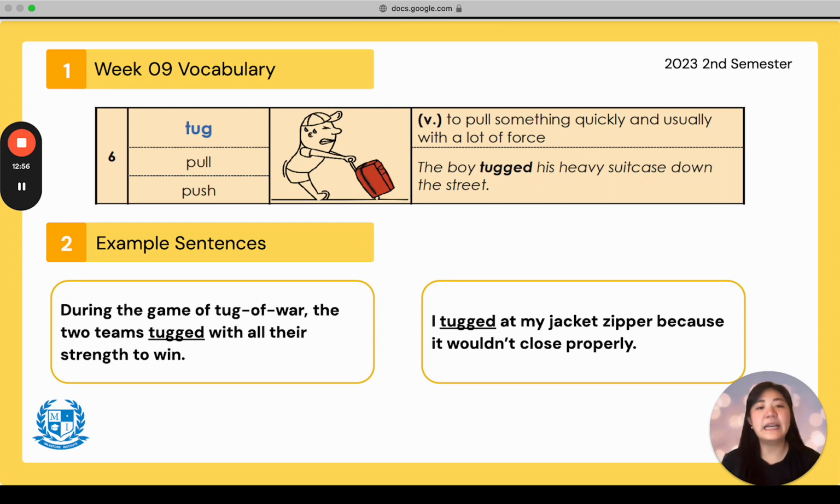Example 2 says, I tugged at my jacket zipper because it wouldn't close properly. Oh my goodness, I know in the wintertime I always try to pull my zipper up and it gets stuck. So I always have to tug at it. Pull it with a lot of force. Everyone say tug.